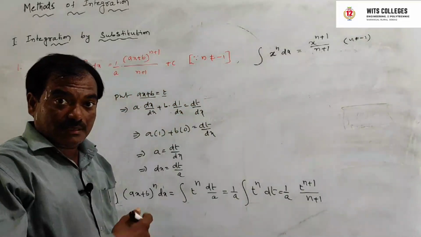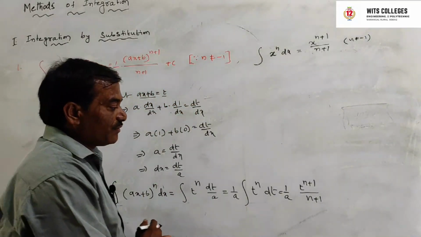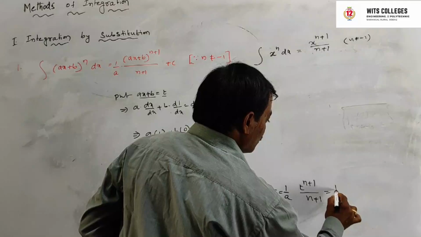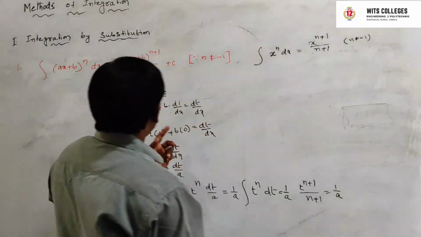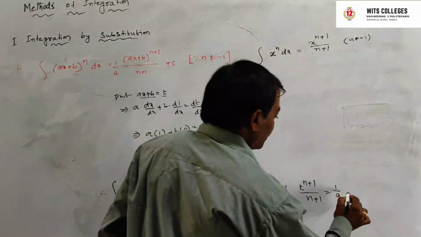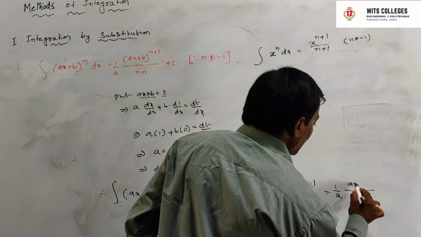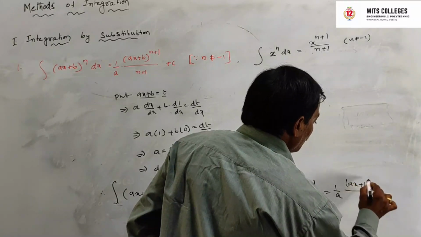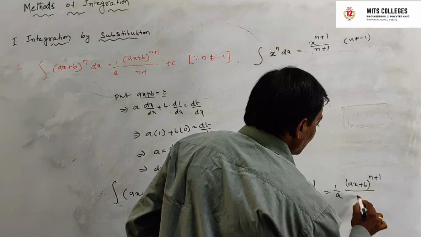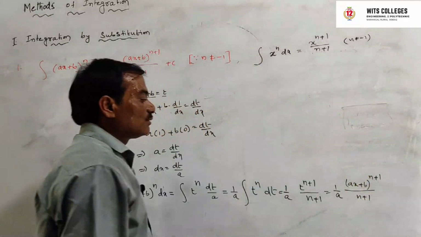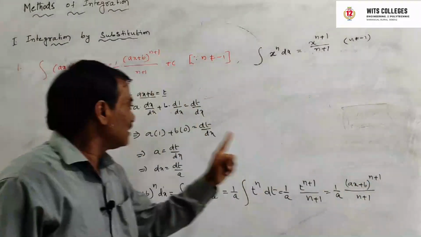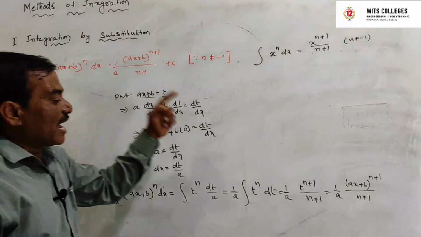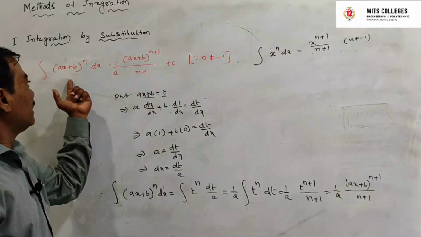Now we have to resubstitute the t value. What is the t value here? t equals ax plus b. So therefore this becomes 1 by a times ax plus b whole to the power of n plus 1 by n plus 1. So this is the given integral value.